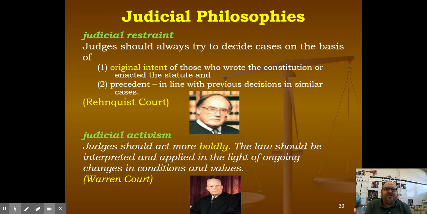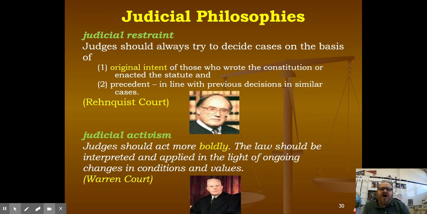Okay, so a couple of judicial philosophies. There's basically two: judicial restraint and judicial activism. Judicial restraint says that judges should always try to decide cases on the basis of either the original intent of those who wrote the Constitution or enacted the law or statute, or precedent. Precedent goes along with the previous decisions.